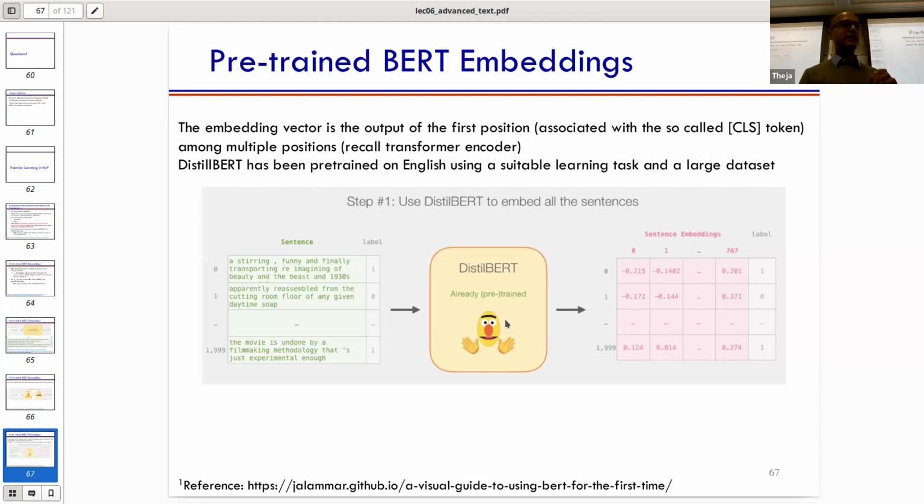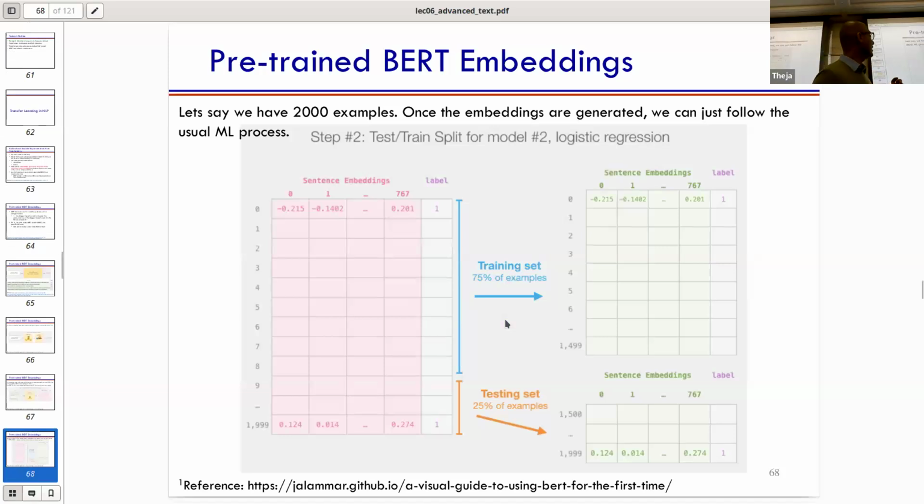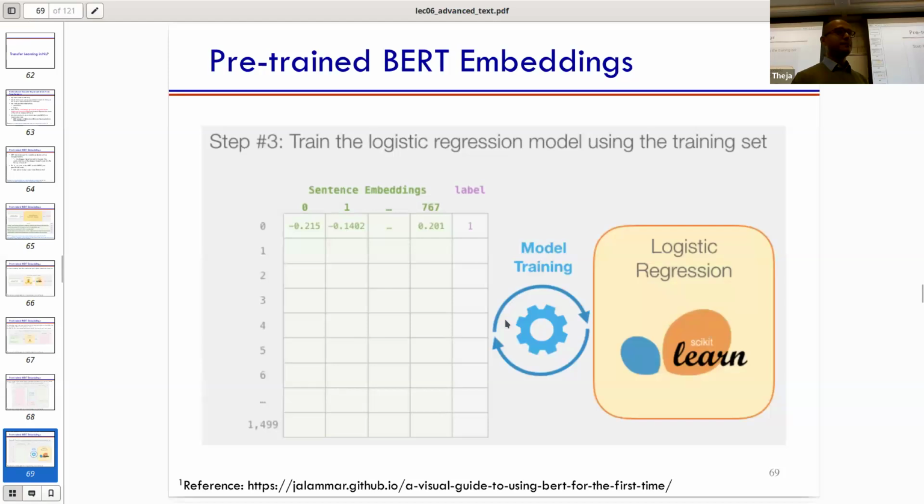So let's zoom in on what that is. This is just a train test split, which I'm sure you've seen a thousand times, so we'll not look at it. But if you have the embeddings, you can just apply logistic regression. These are steps that I don't want to cover, but this is the next couple of steps.